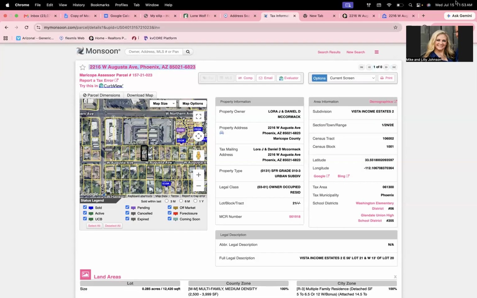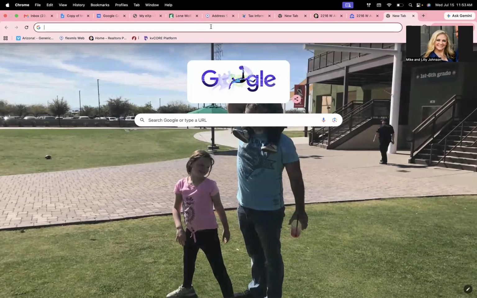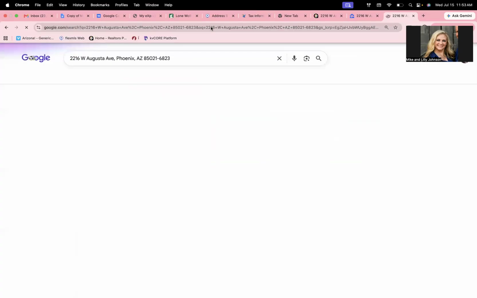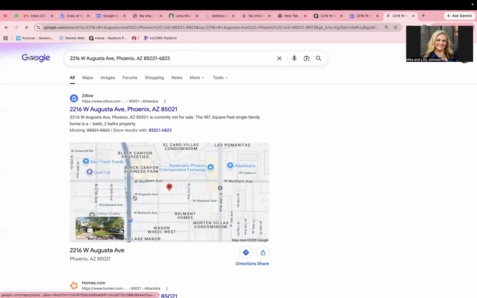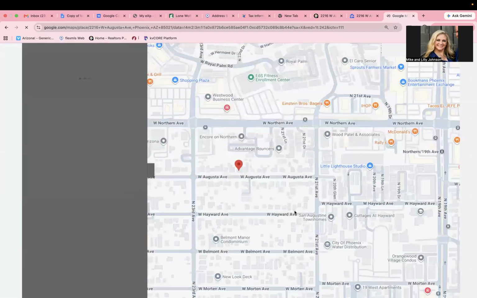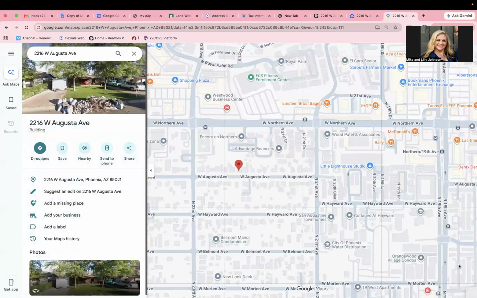I'm just going to go to maps. I'm just kind of looking in here because I want to see what that is, and I'm in the way again.